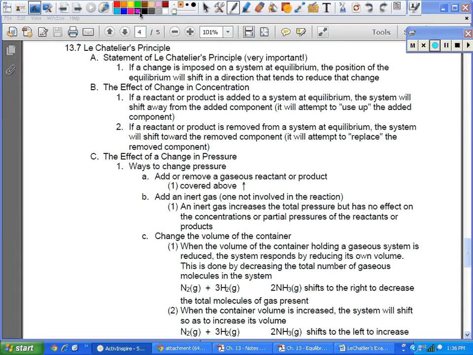So if a change is imposed, the position of the equilibrium will shift to reduce that change. Remember, we always want to get back into equilibrium. So if we add something, how do we shift? We shift away from an addition. If something is removed, how do we shift? Towards it. Very good. So those are the two easy ones.